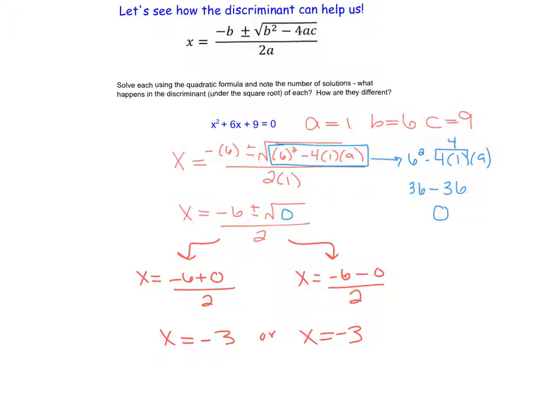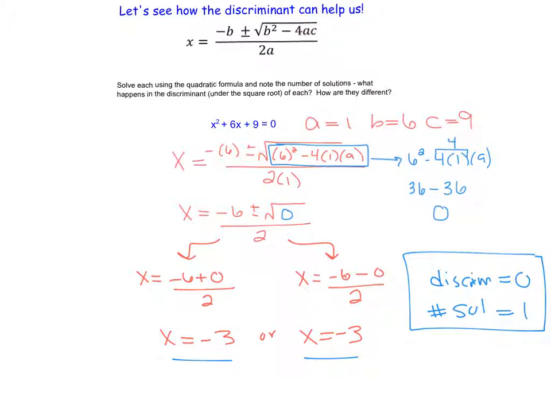So let's make a little note down here that when the discriminant equals 0, our number of solutions, really, these are the same thing, so we only have 1. So here our discriminant was 0, and as a result, our number of solutions was 1. So we're going to compare this to the next few slides after we're done. So notice here that when the discriminant was 0, we had one solution with our quadratic formula.